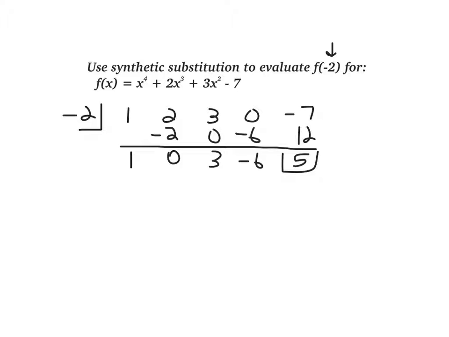And the remainder is what you would get if you did put negative 2 in. So my answer is just f of negative 2. If you were to plug it in, you would get 5. It gives you the same answer as direct substitution, a little bit quicker, a little bit easier, and once you do a few of those, I think you're going to like that even better.